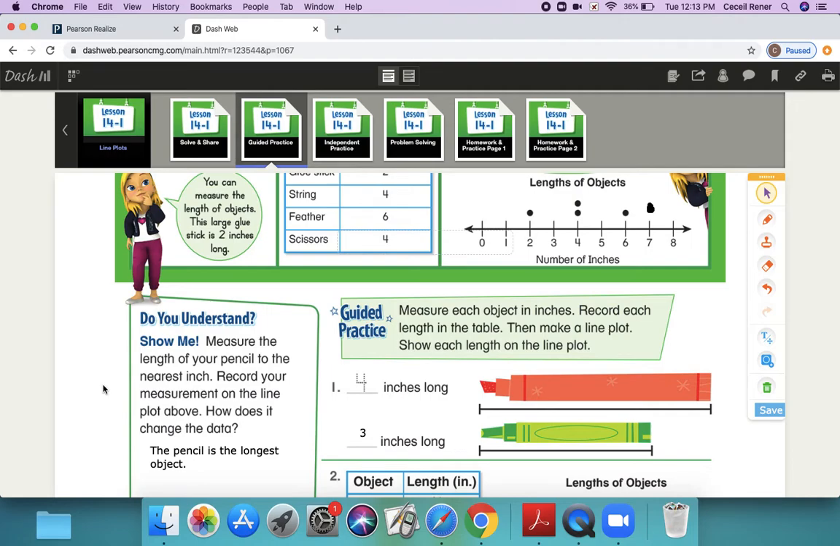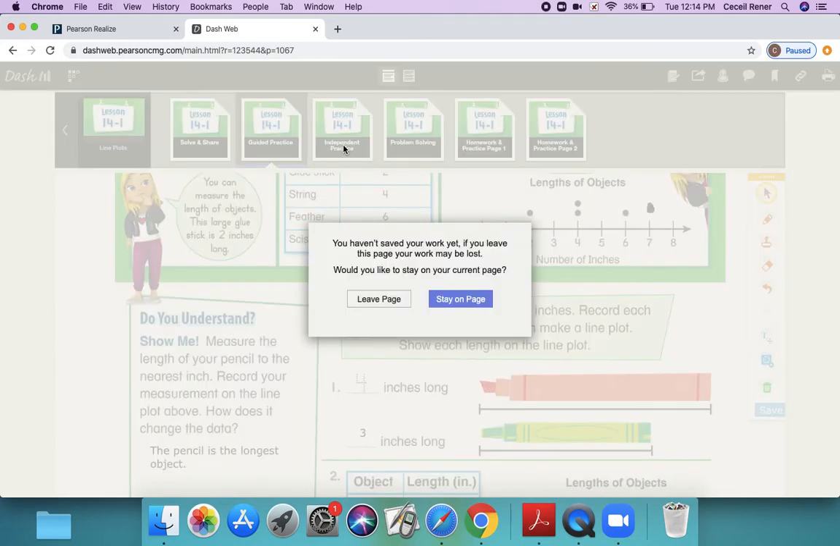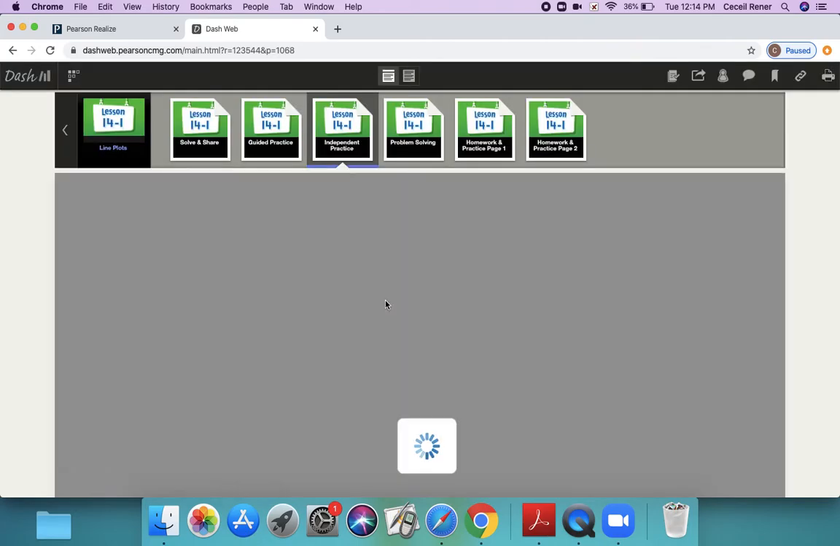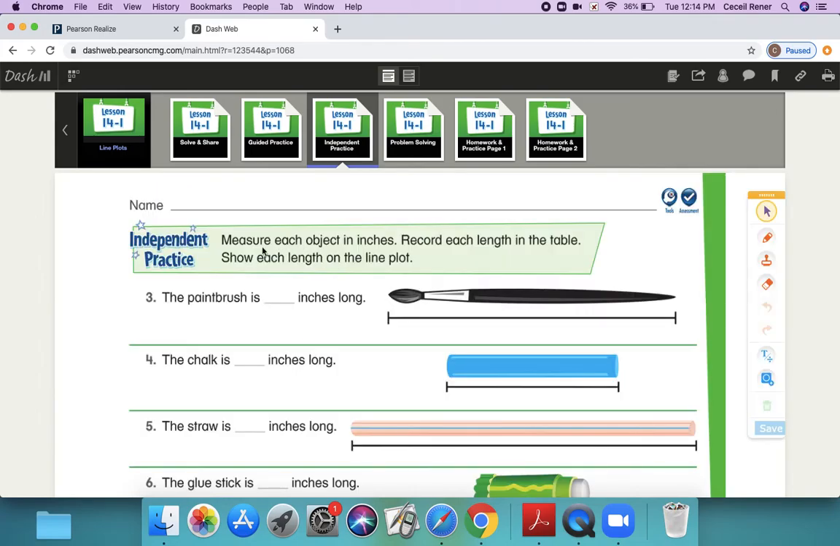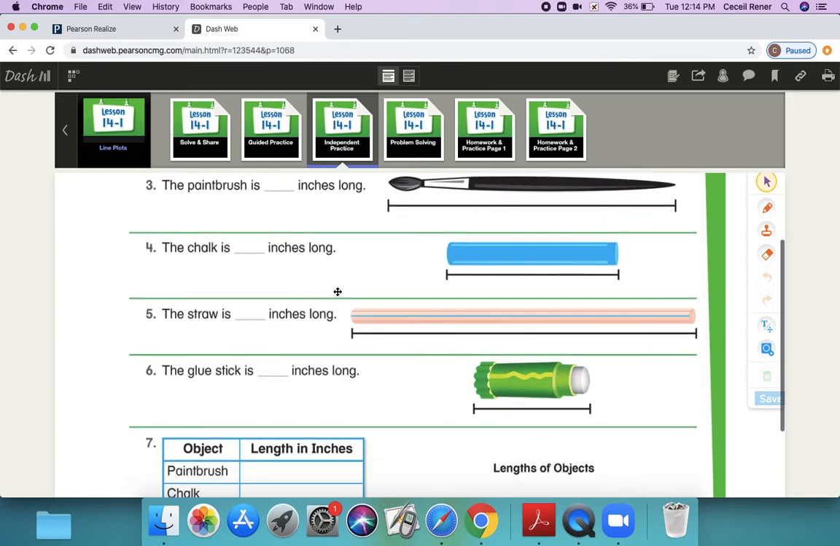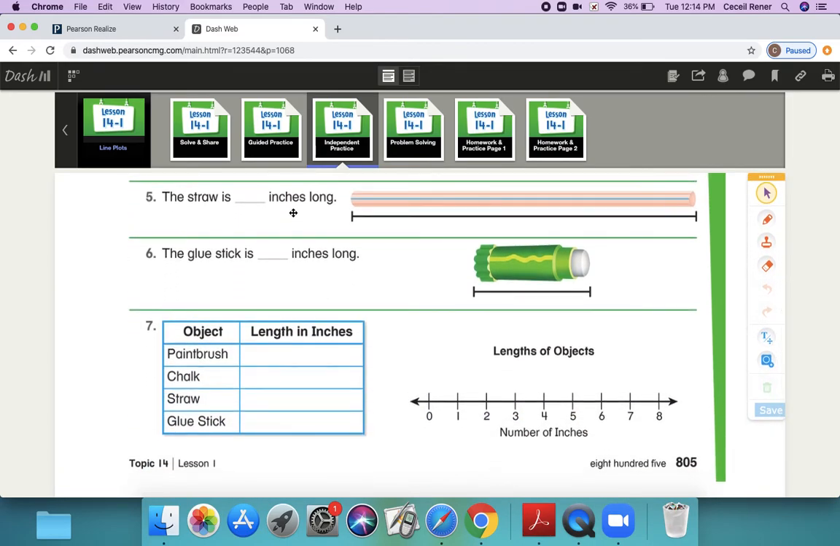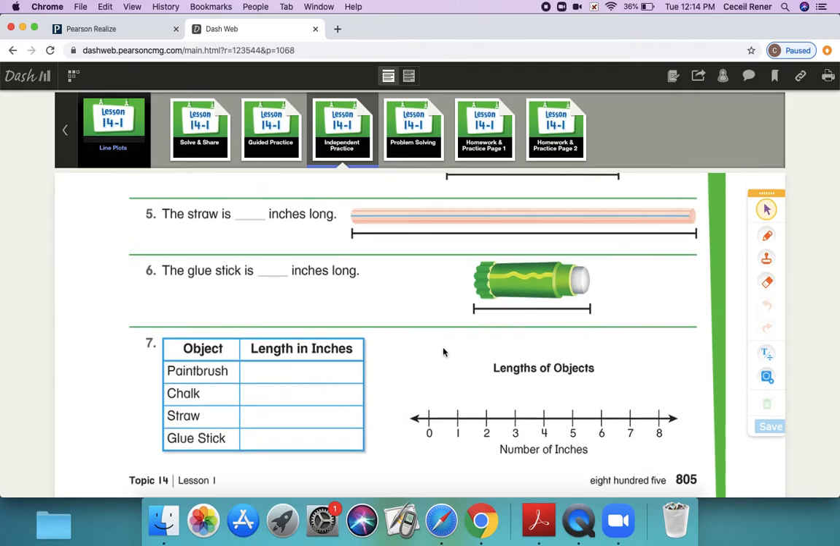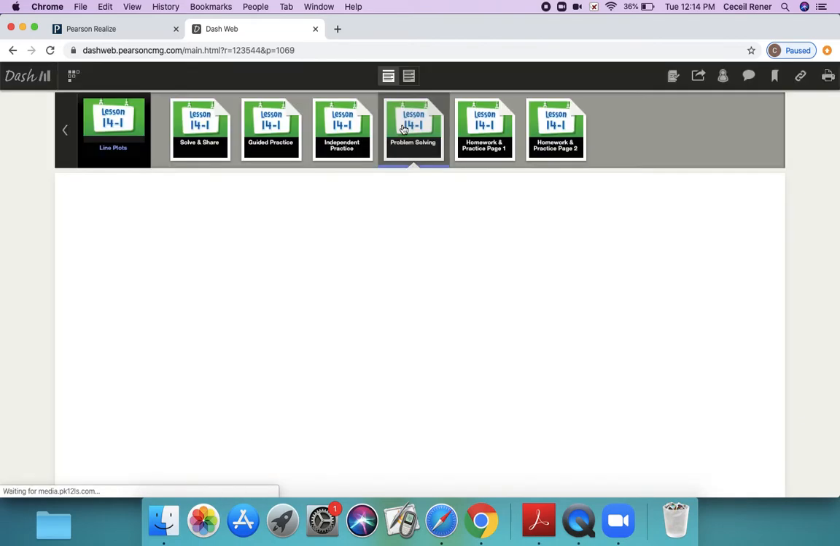Okay? Now, let's look at what we need to do next, boys and girls. We are on guided practice. Let's look at our independent practice. I'm going to leave the page. You can always pause it if you need to. So it says measure each object in inches. Record each length in the table. Show each length on the line plot. So that's what you're going to do. And then you're going to measure all the objects in inches, and then you're going to put them here on the line plot. Let's see what you have to do in problem solving.